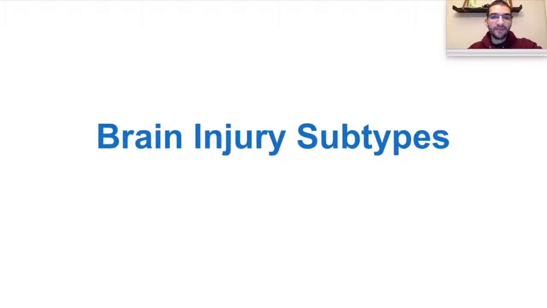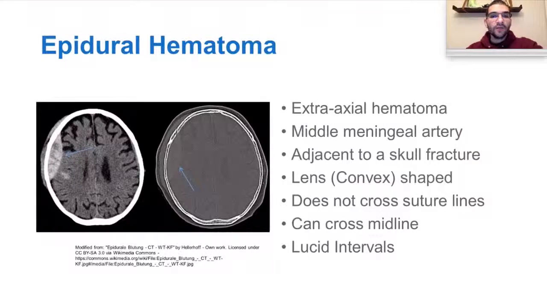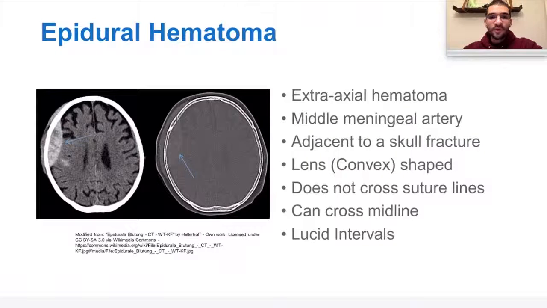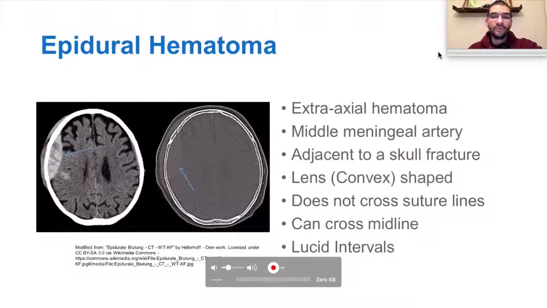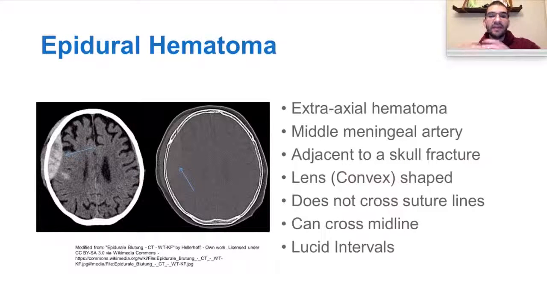So let's discuss now the different brain injury subtypes. The first subtype is called the epidural hematoma. The epidural hematoma is an extraaxial hematoma, and what I mean by extraaxial is that it is outside the actual brain parenchyma. It is often caused by an injury to the middle meningeal artery, which runs right here on the side. Okay, sort of a weak spot that often gets injured, and the middle meningeal artery runs right in this region, obviously under the skull.